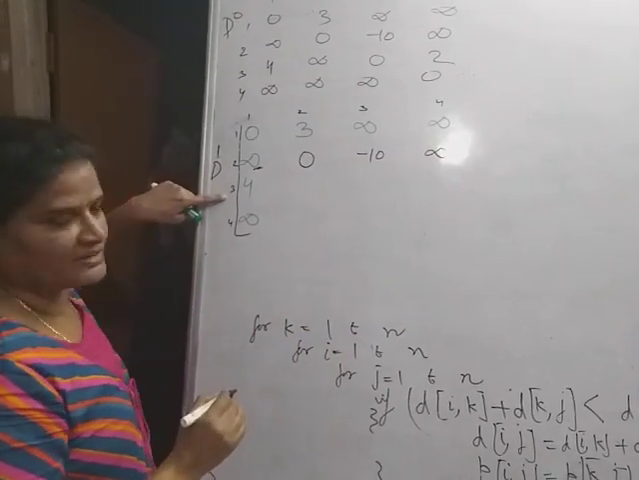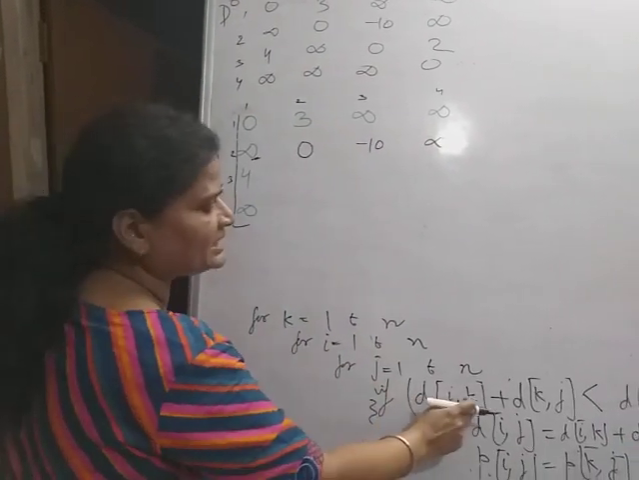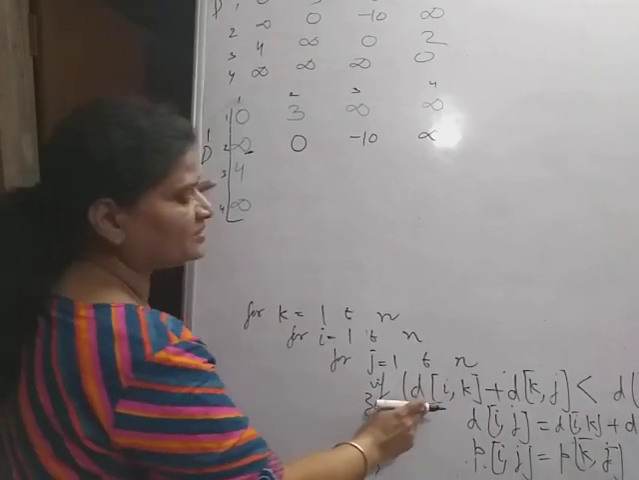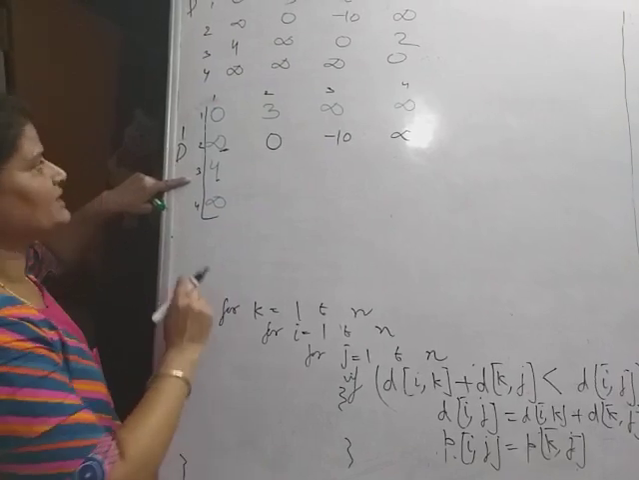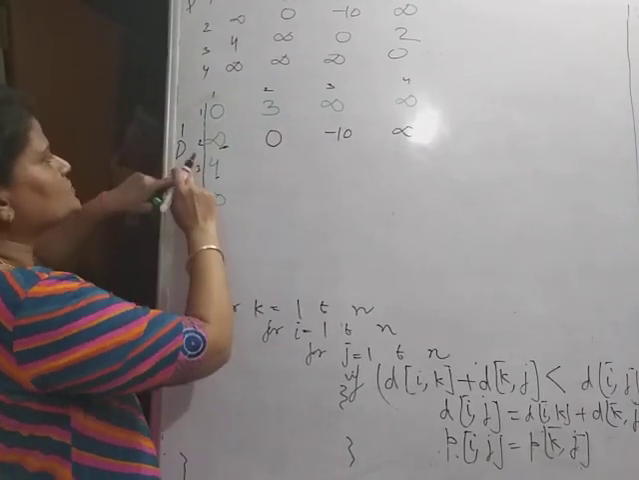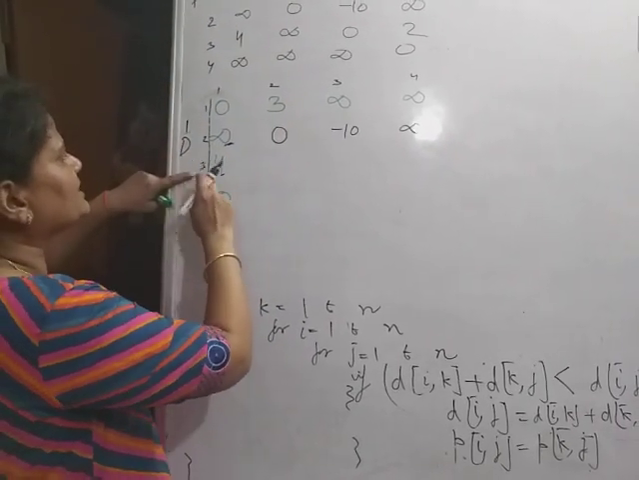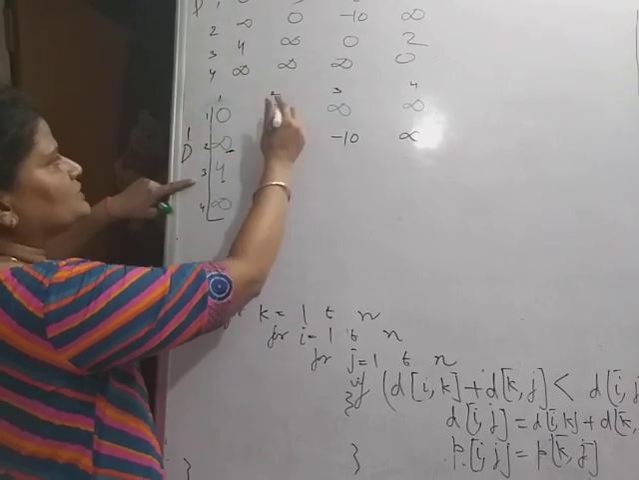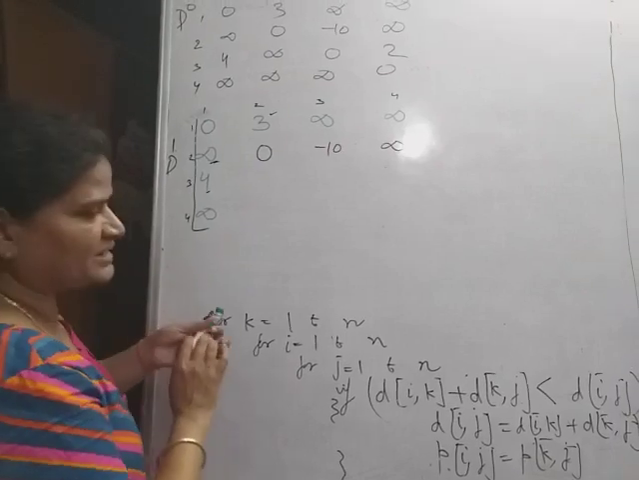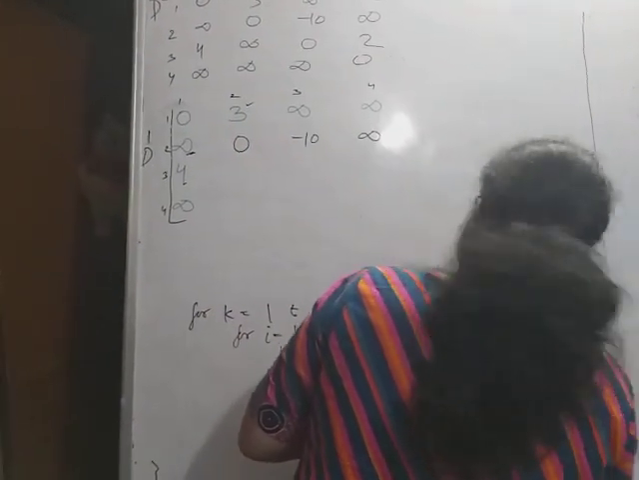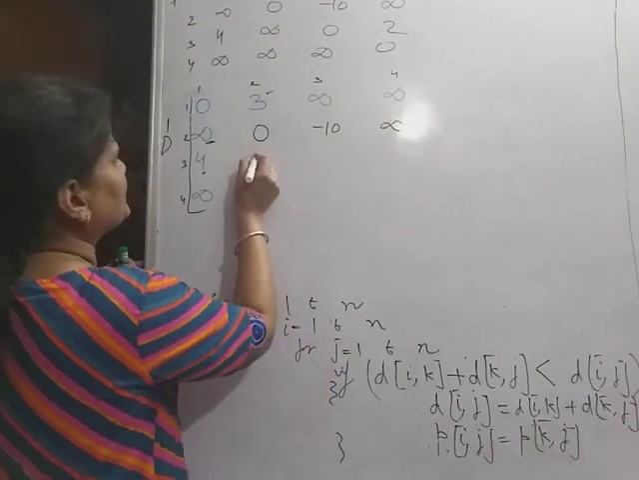Now consider this one. Okay, now we compute what? 3, k is 1 still. Now I will compute 3, 1. So 3, 1 is 4, and I am computing 3, 2. So 3, 1 and 1, 2. Okay, so 4 plus 3, 7. So here this entry is updated. That is 7.